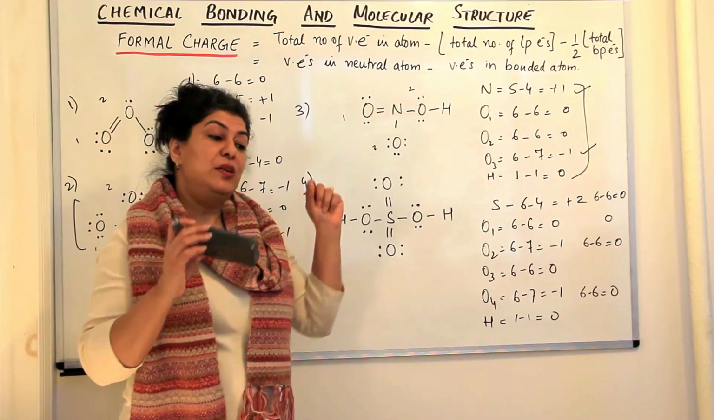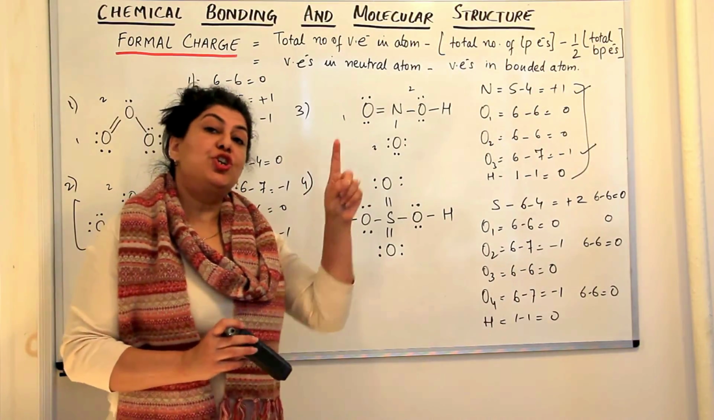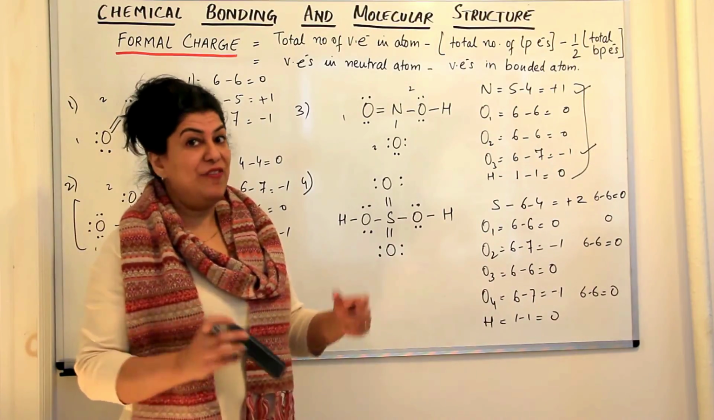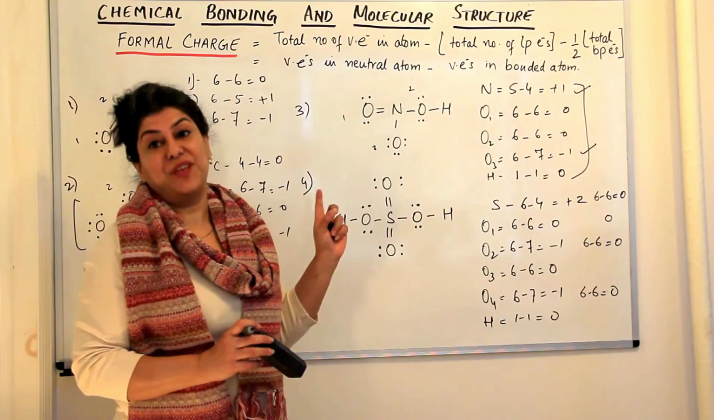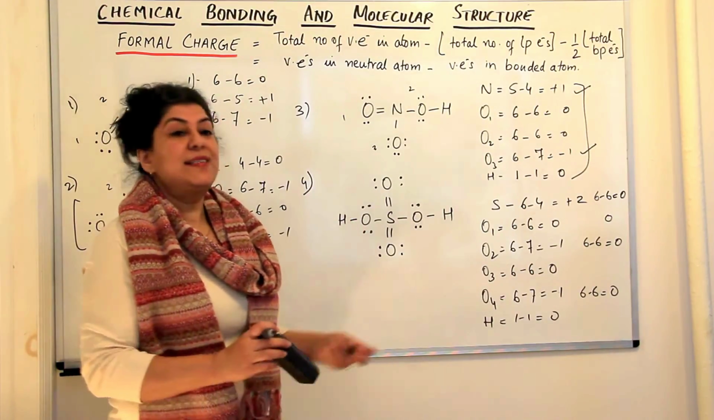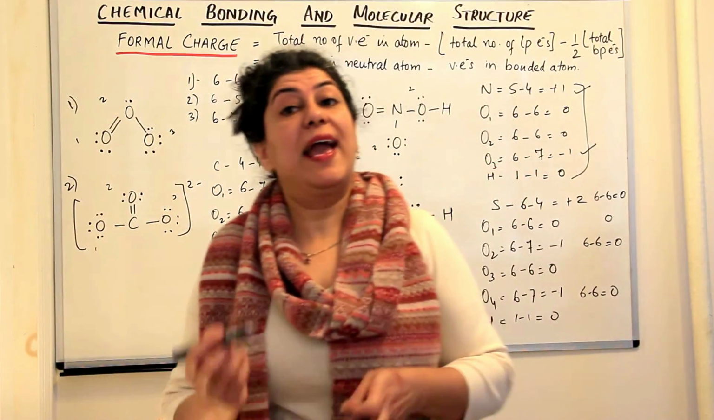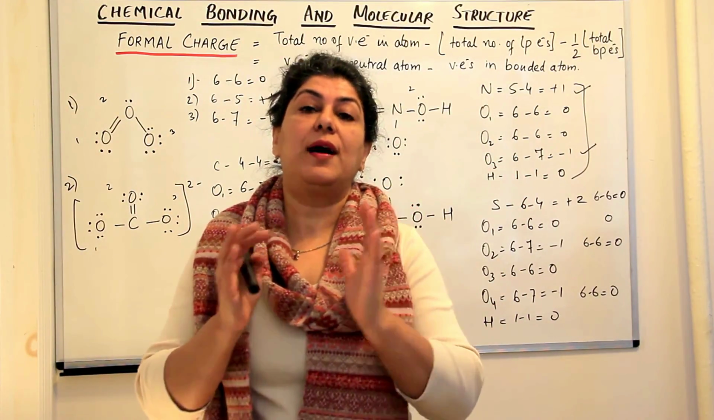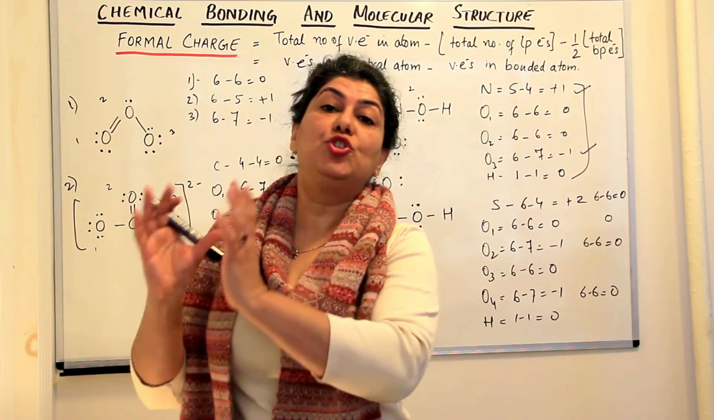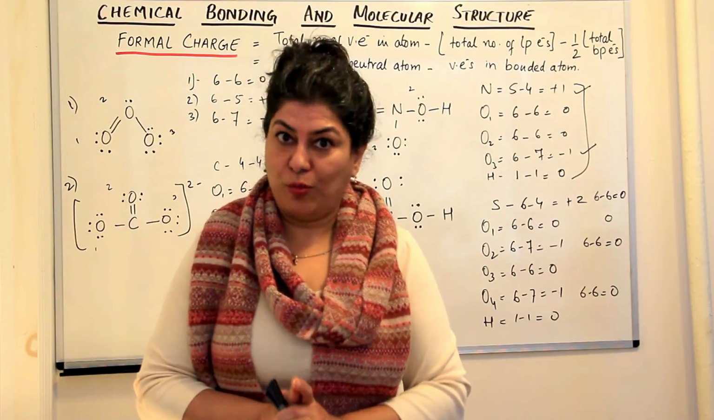And the Lewis structure which gives us the minimum formal charges should be the one that we choose. Therefore, we decide on this structure instead of the one that I made previously. So that is how we draw formal charges, and that is how formal charges help us to draw the Lewis structures appropriately, or help us to choose the best Lewis structure. So this was about formal charges.